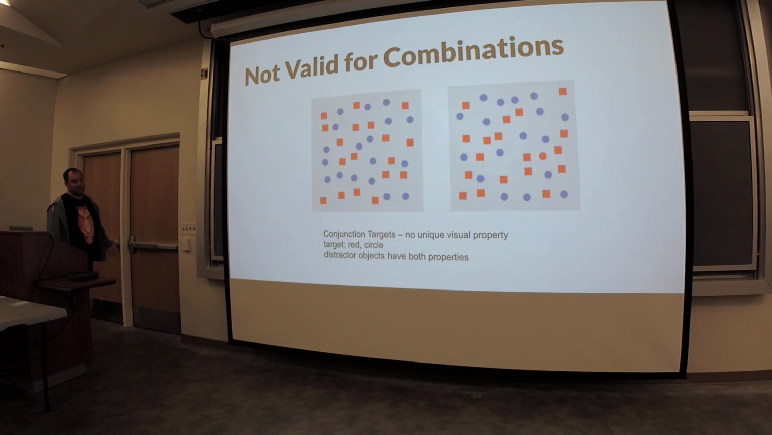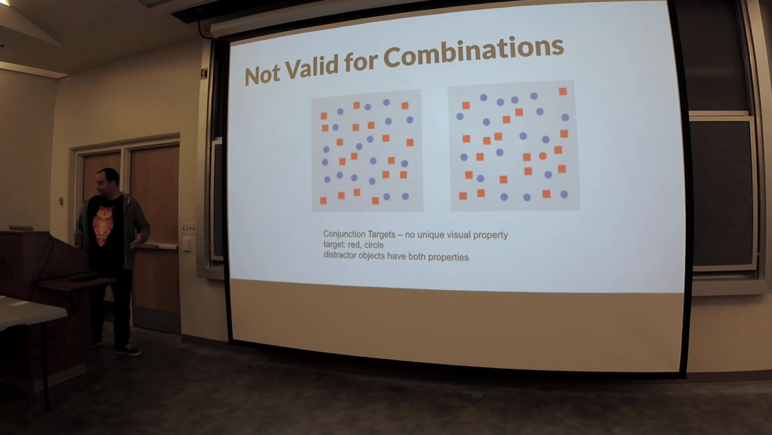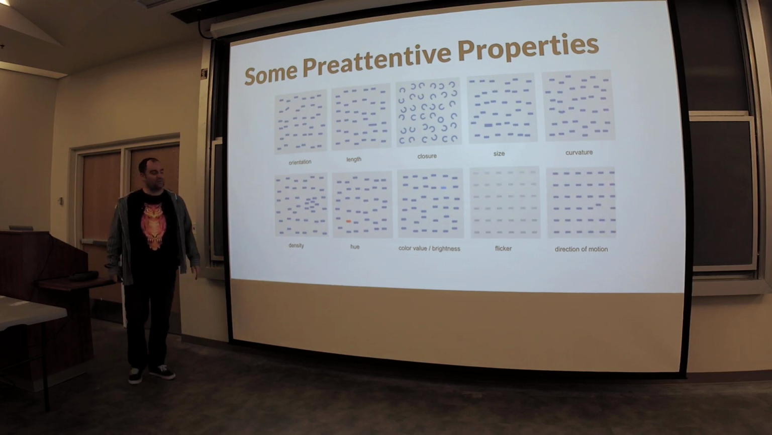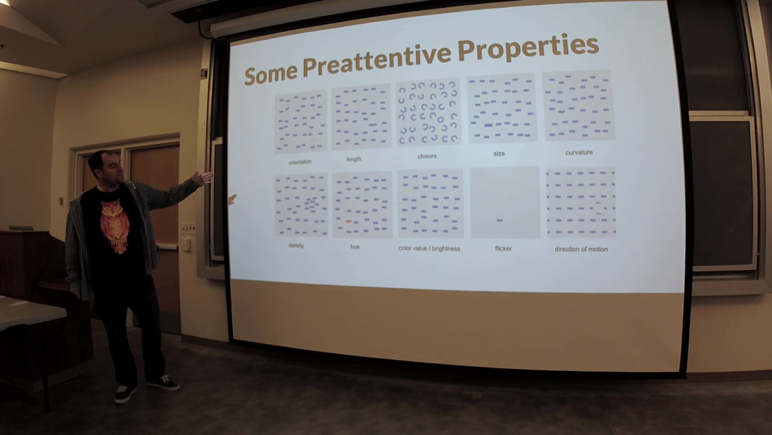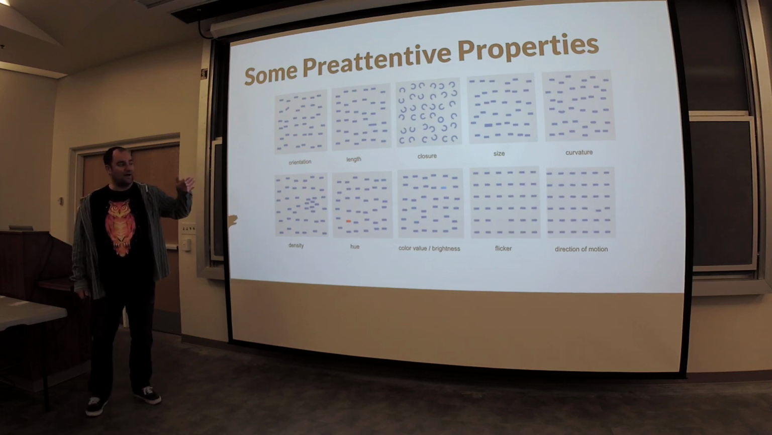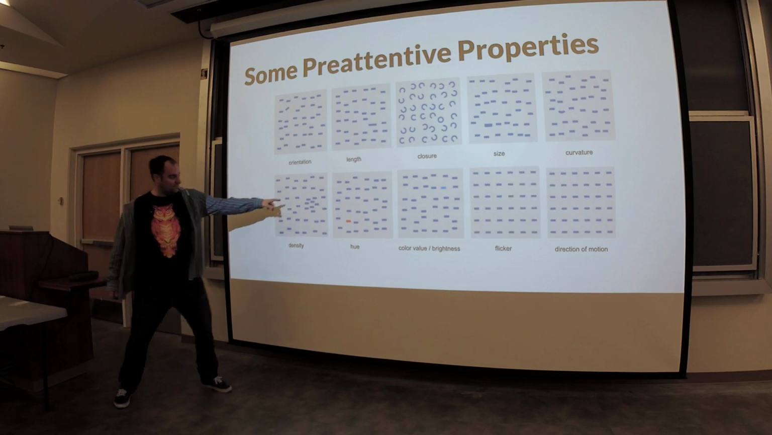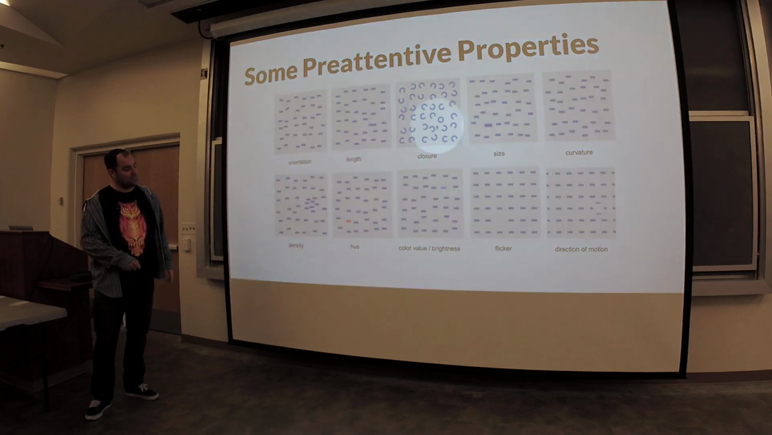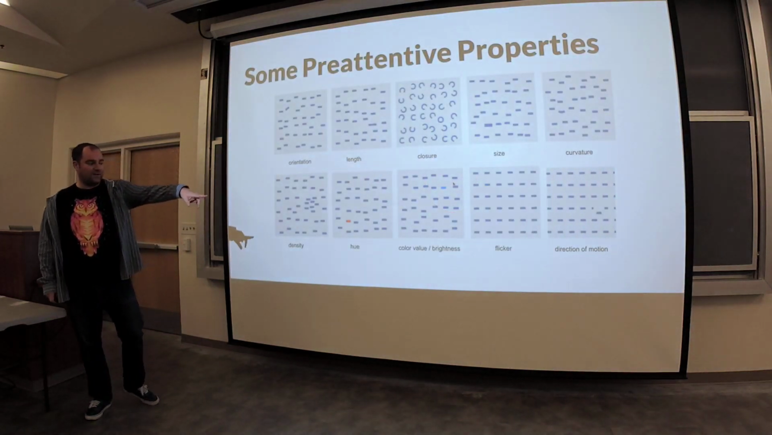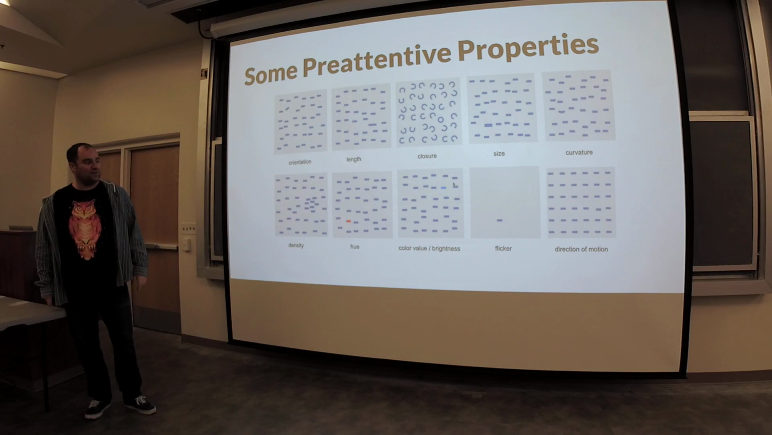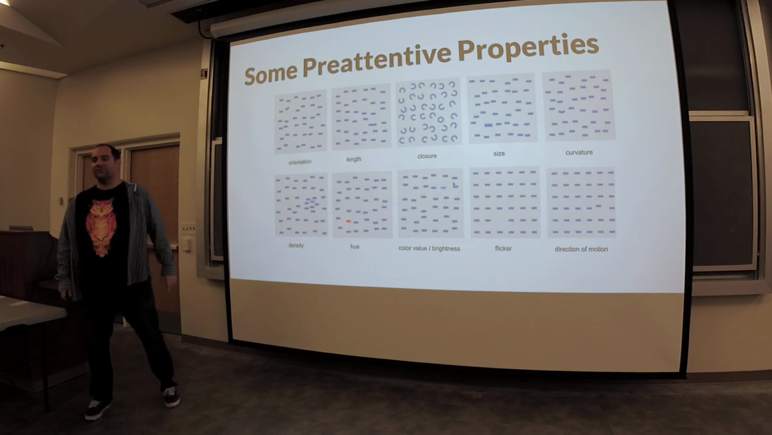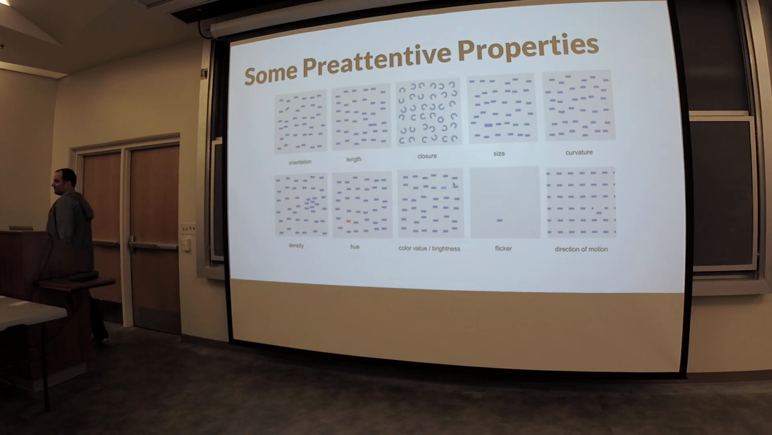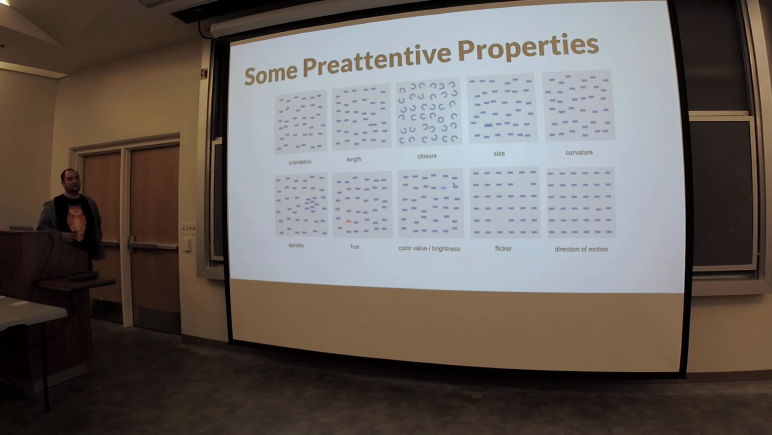These are not a unique visual property when the distractor objects have both properties. And so here is a summary of some preattentive features. We have orientation, length, closure, size, curvature, density. So here we have a cluster, hue, color value, or brightness up here. It's less strong here. Here my GIF is a little bit broken. This is supposed to flicker. And then direction of motion. Motion and things like flicker are pretty strong preattentive properties because our visual system is also trained to detect motion.